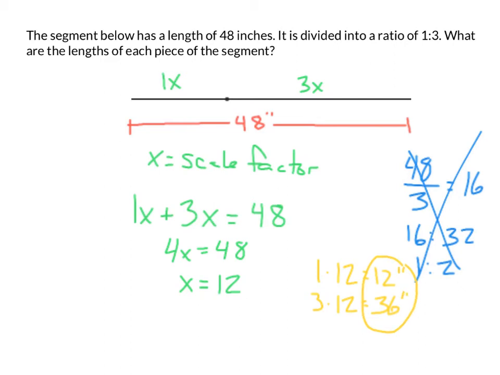So note the basic concept here is we'd have to add the two pieces of the ratio together when they're multiplied by their scale factor in order to get the total amount. Let's look at another one.